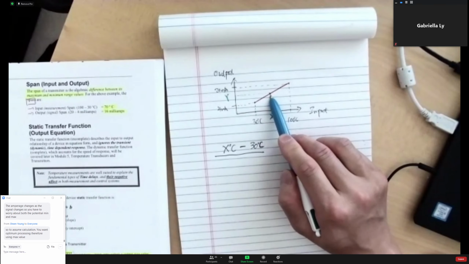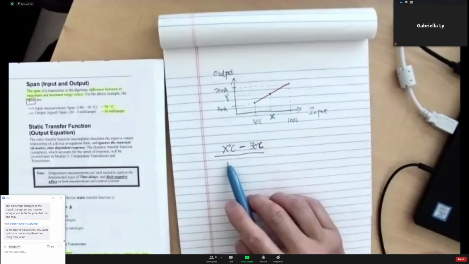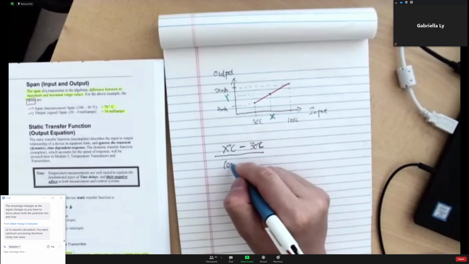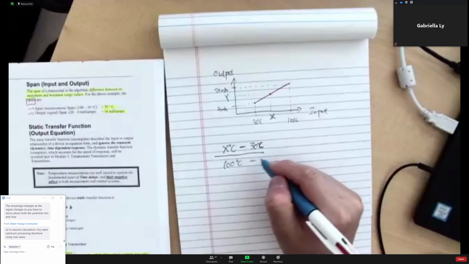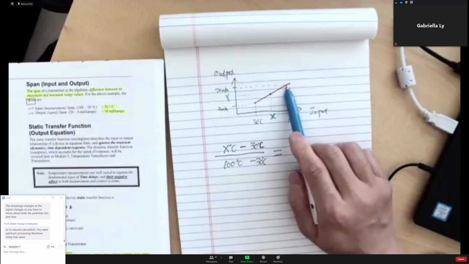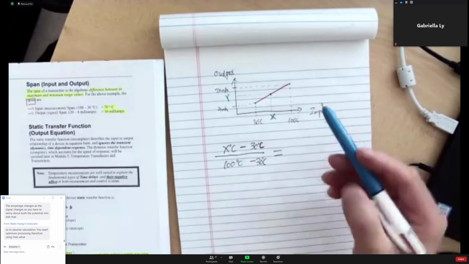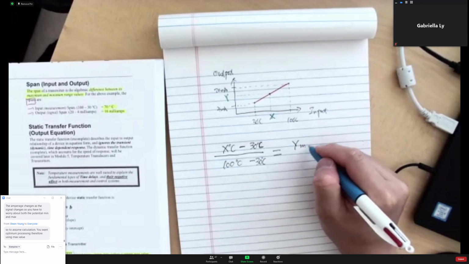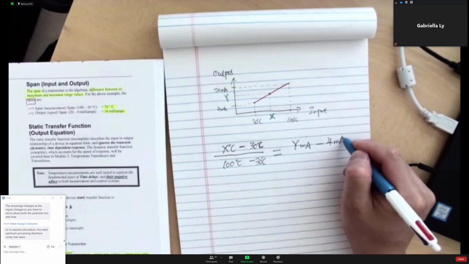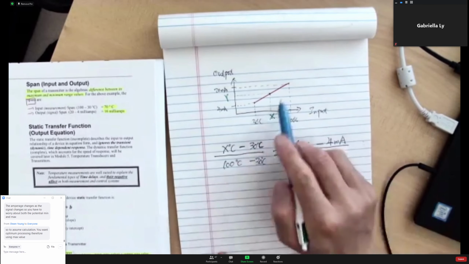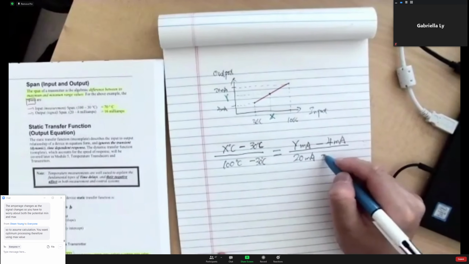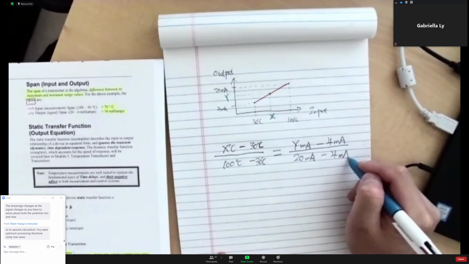And this point on this line here, compared to the whole temperature range, will be 100 degrees subtract 30 degrees. We set them equal, because they are the same line, so y is our milliamps, subtract the minimum current, which is 4 milliamps, over the current range, 20 milliamps subtract 4 milliamps.